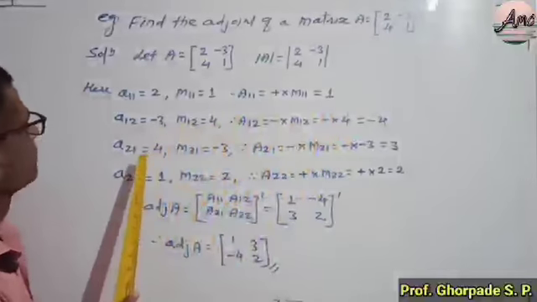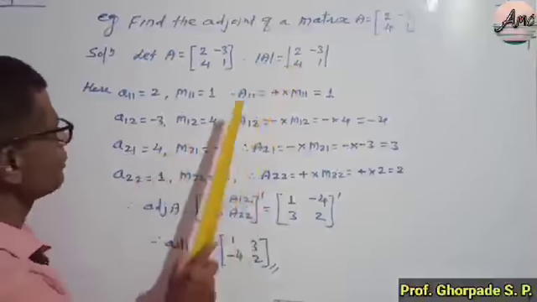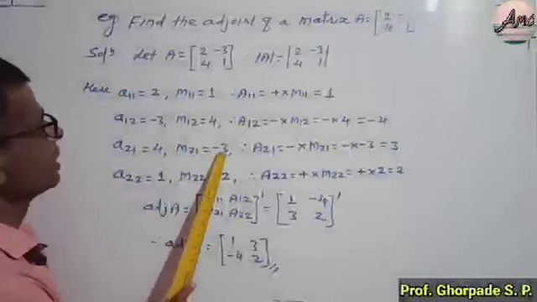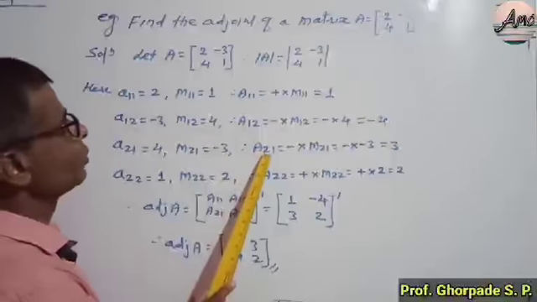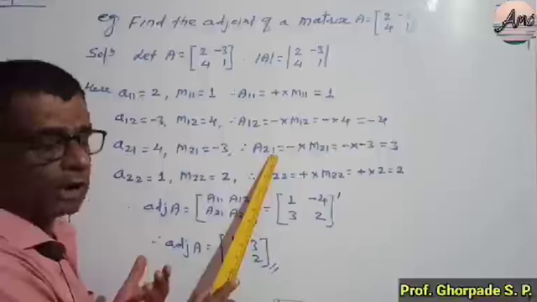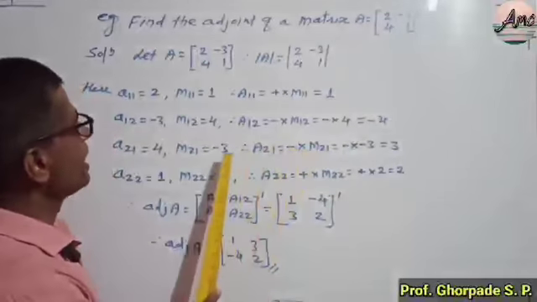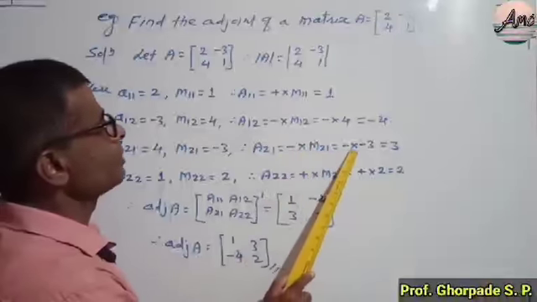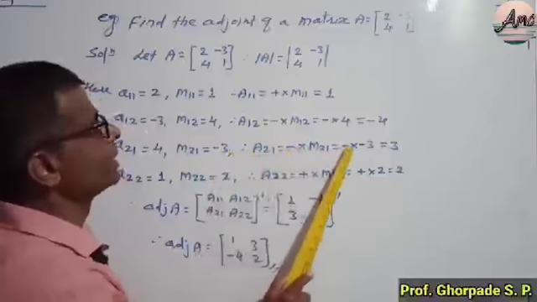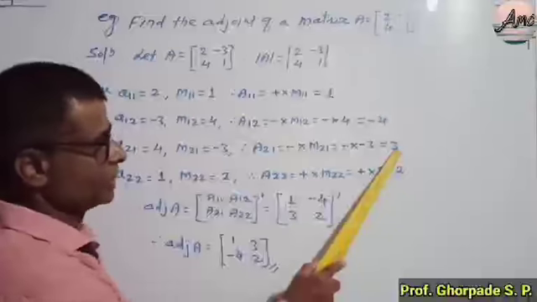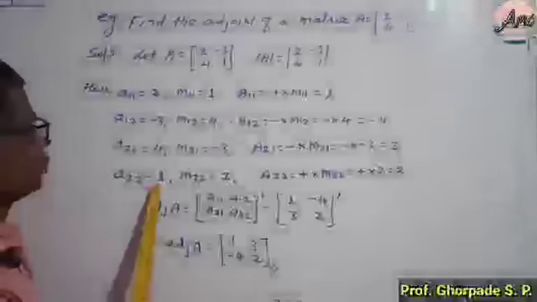Minus 3. Then a21. What is a21? It is 4. Its minor is what? Minus 3. So cofactor A21. 2 plus 1 is what? 3. Odd number. Start with minus sign. So minus into the minor M21. So minus will remain as it is. What is M21? Minus 3. So minus of minus is what? Plus. So 3 here.